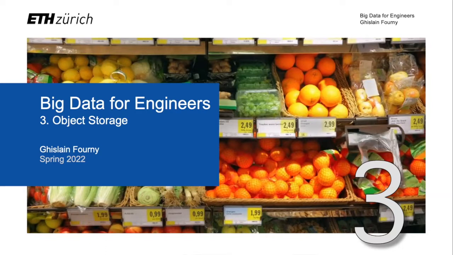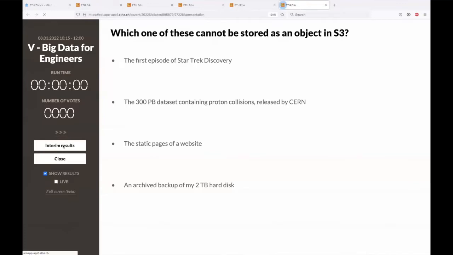Yeah, all right. So now it's my turn to ask you questions. So let me switch to this one. It's about S3, and I'm asking you which one of these cannot be stored as an object in S3. Is it the first episode of Star Trek Discovery? Is it the 300 petabyte data set containing the proton collisions released by CERN? Is it the static pages of a website or an archived backup of your 2 terabyte hard drive? What do you think?